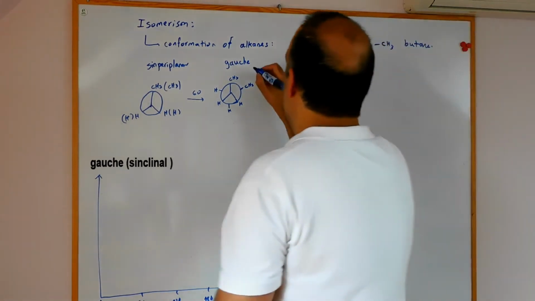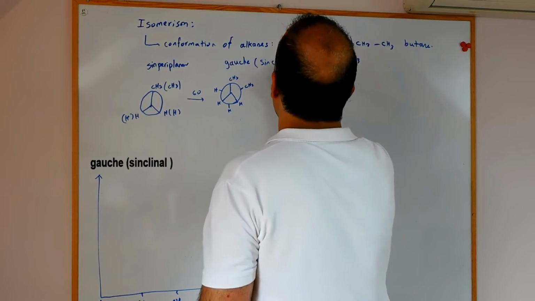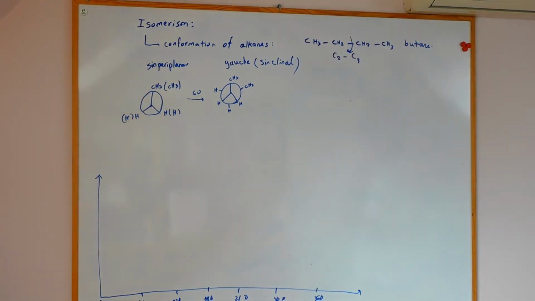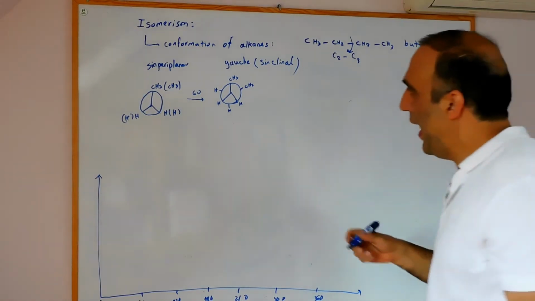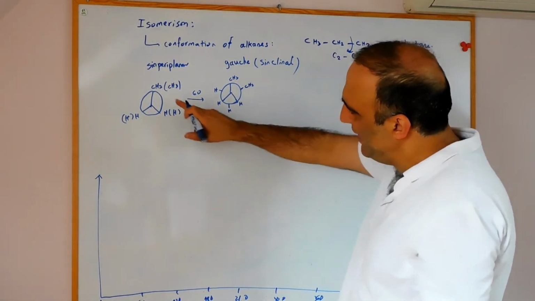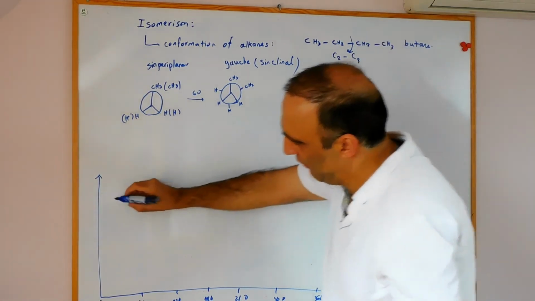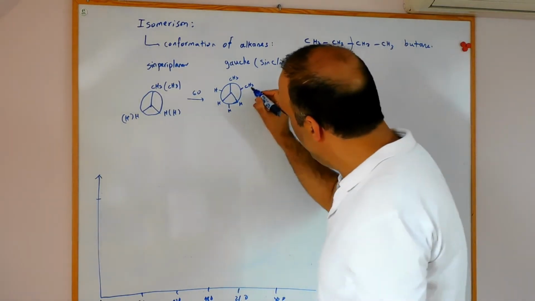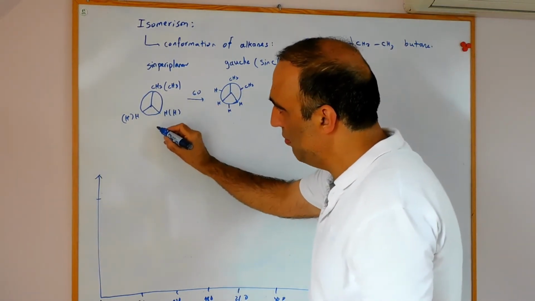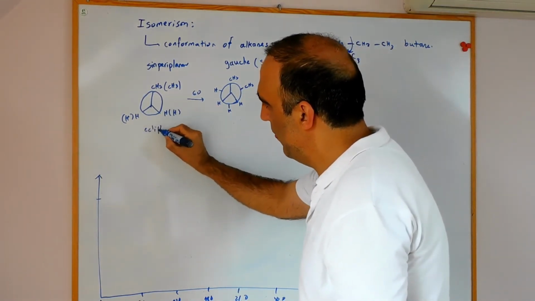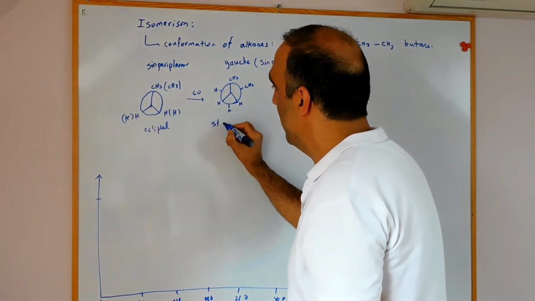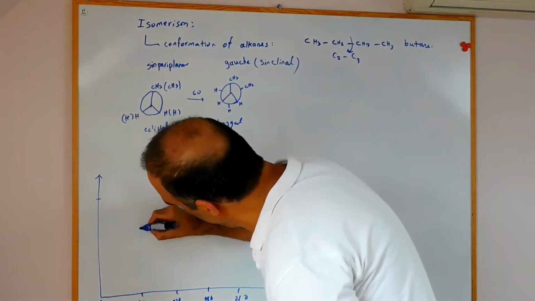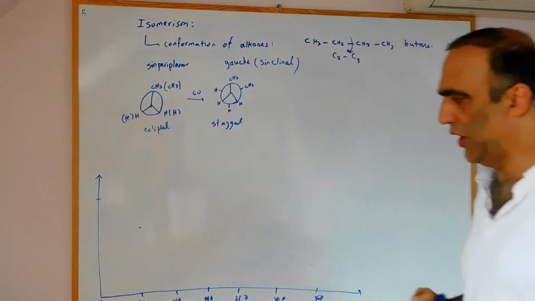Or we can say synclinal. As you see, the energy is lower than this one. I choose the highest level, high level energy. Start from the first compound, and the second compound, because it is eclipsed, it is a staggered, less repulsion. I choose for 60 this point. It is a gauche.